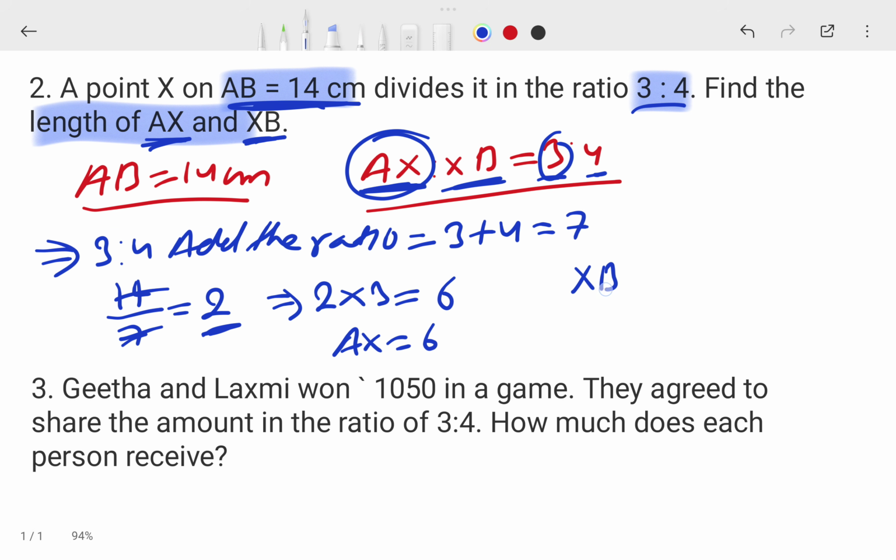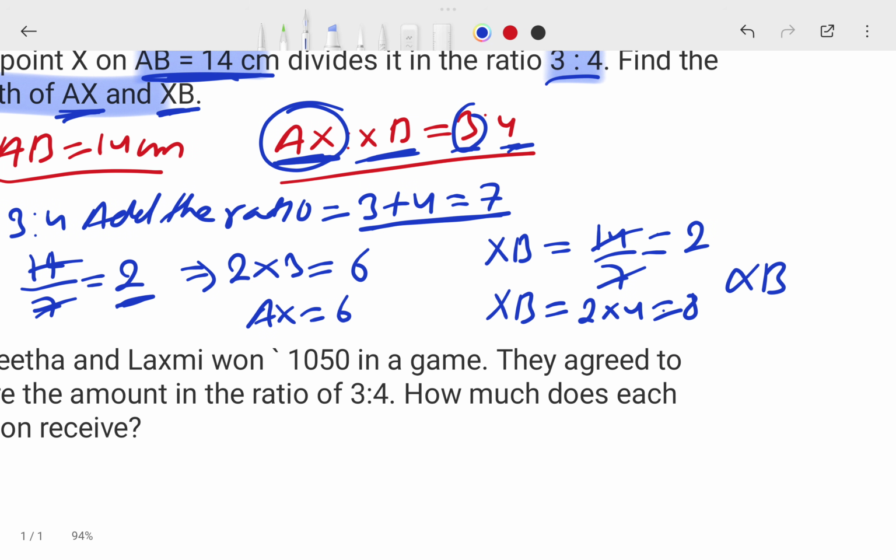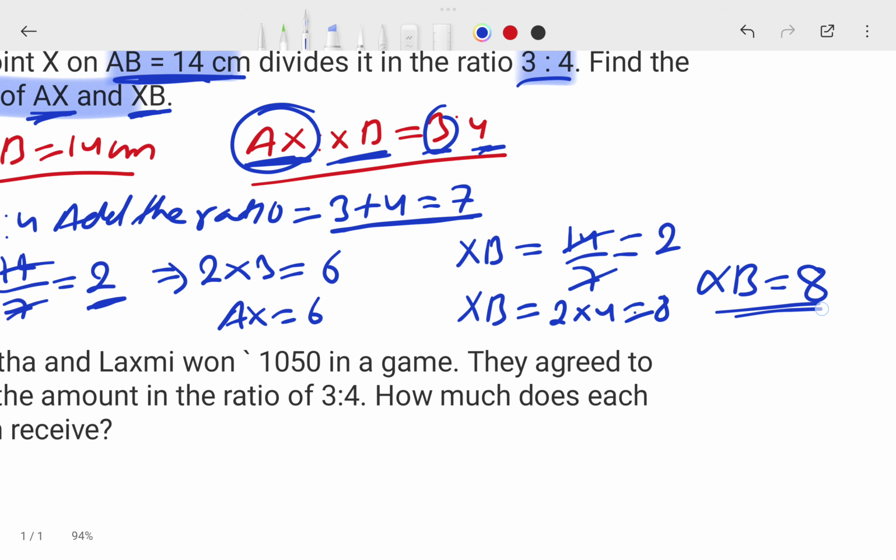Now if you want to find XB, let's find it. How can you find XB? It's very simple. Let's add the ratio. If you add the ratio, it's going to be 7 now. And 14 is divisible by 7, so it's going to be 2 only. Okay, so what is the value of XB? XB's value is 4. So this is 2 times 4 equals 8. So the value of XB equals 8 only. Okay, so this is our answer for AX, and this is our answer for XB.